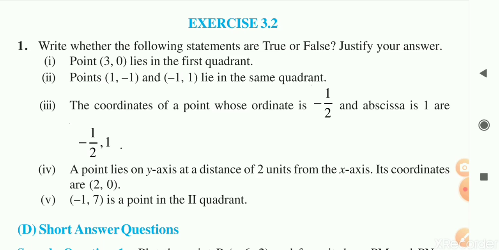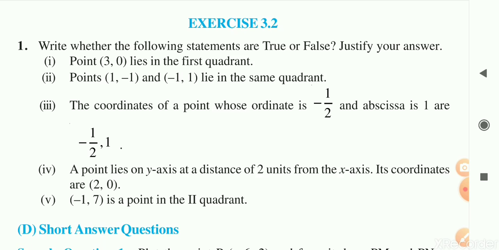Today we are going to solve exercise 3.2 from the NCERT exemplar book, and thereafter we will solve exercise 3.3. So let us start. In this exercise, let us read the first question. Here we have: write whether the following statements are true or false. Justify your answer. So for that, let us read the first statement. The first statement is that the point (3, 0) lies in the first quadrant.